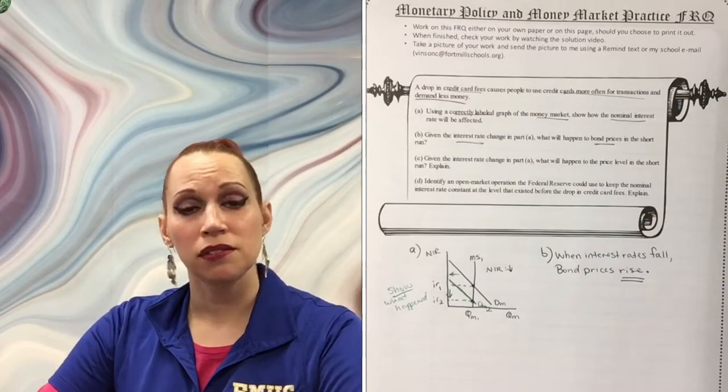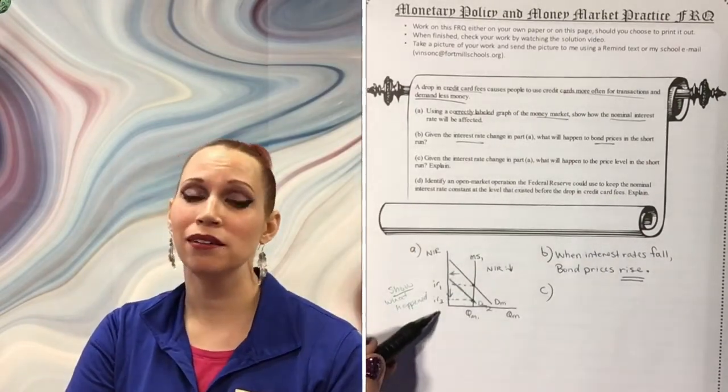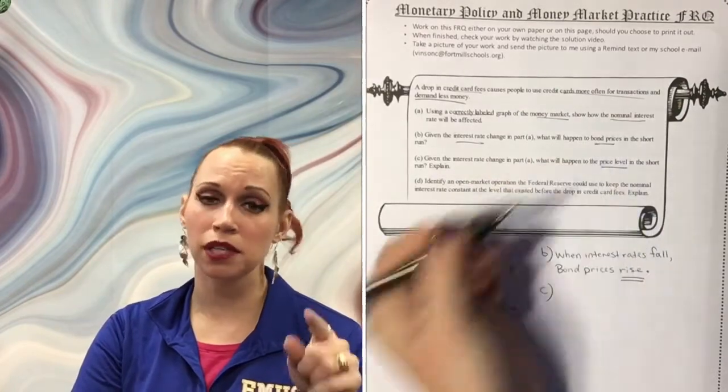Part C says, given the interest rate change that you showed in Part A, the nominal interest rate falling, how is that going to affect price level in the short run?